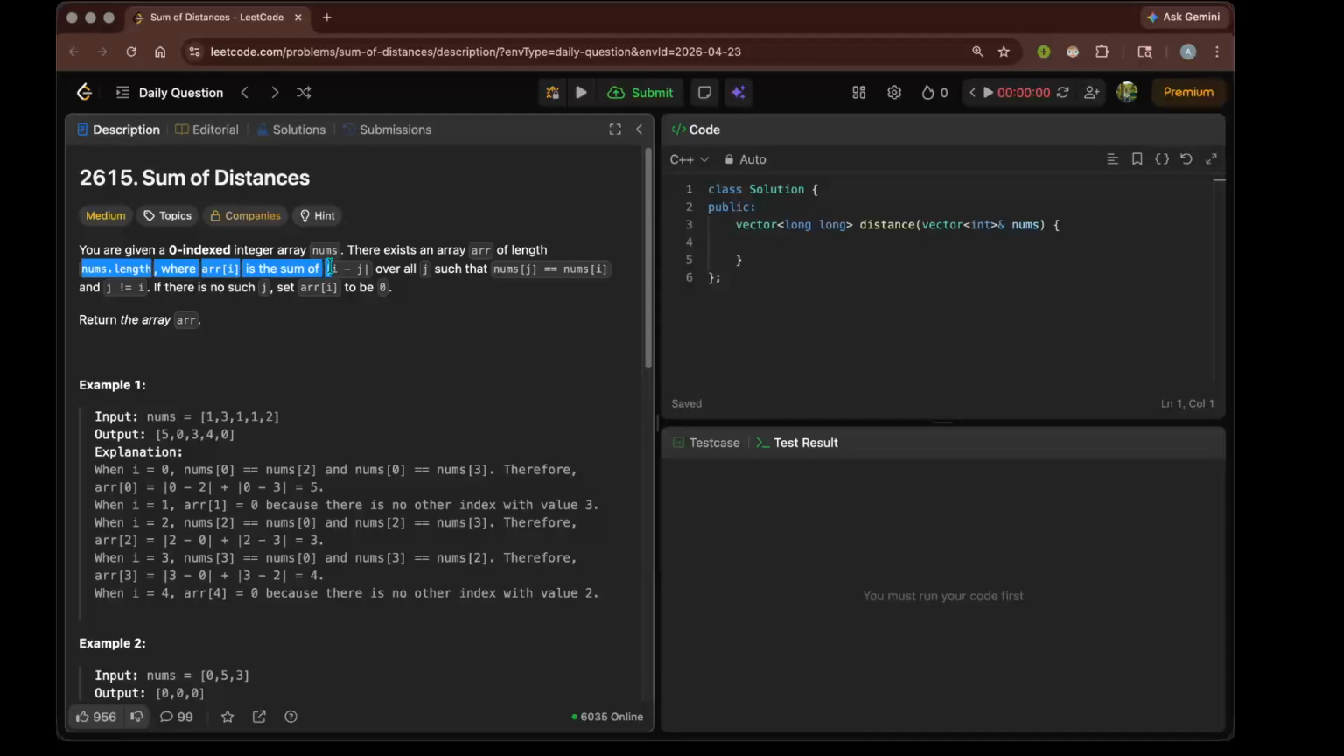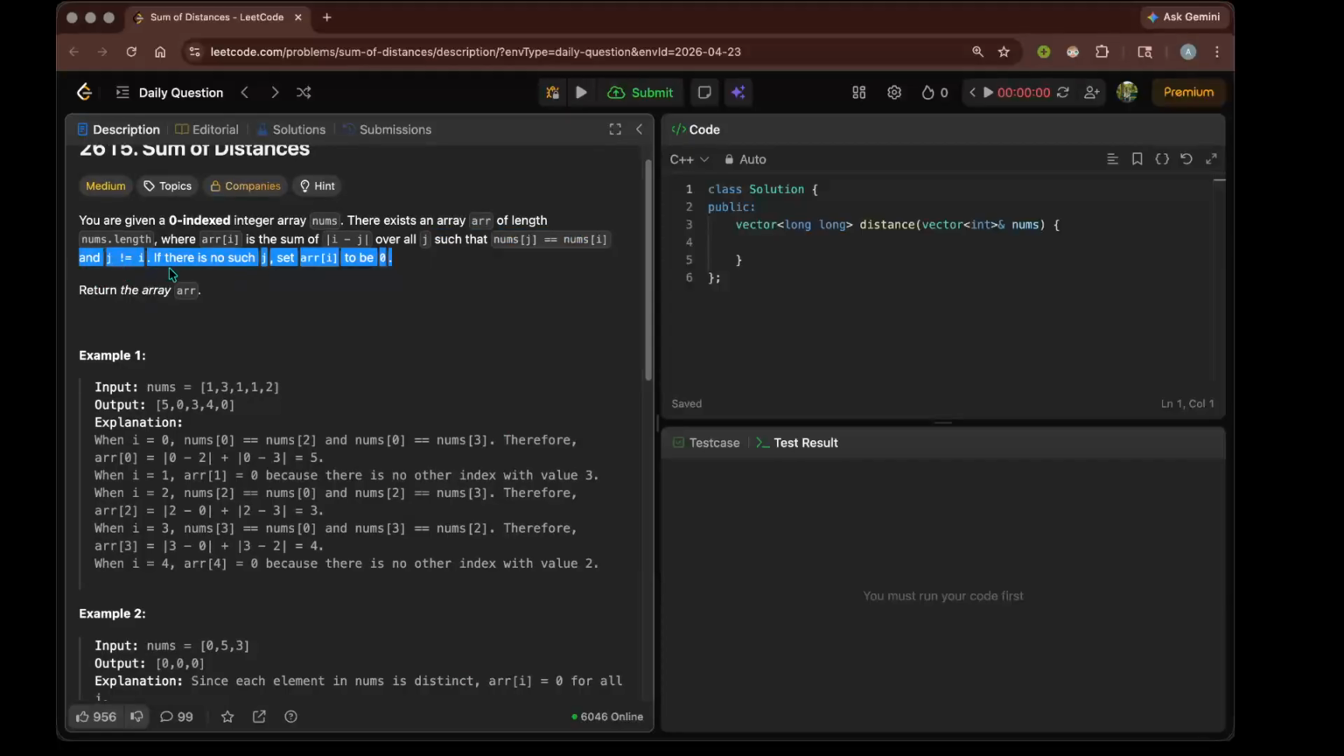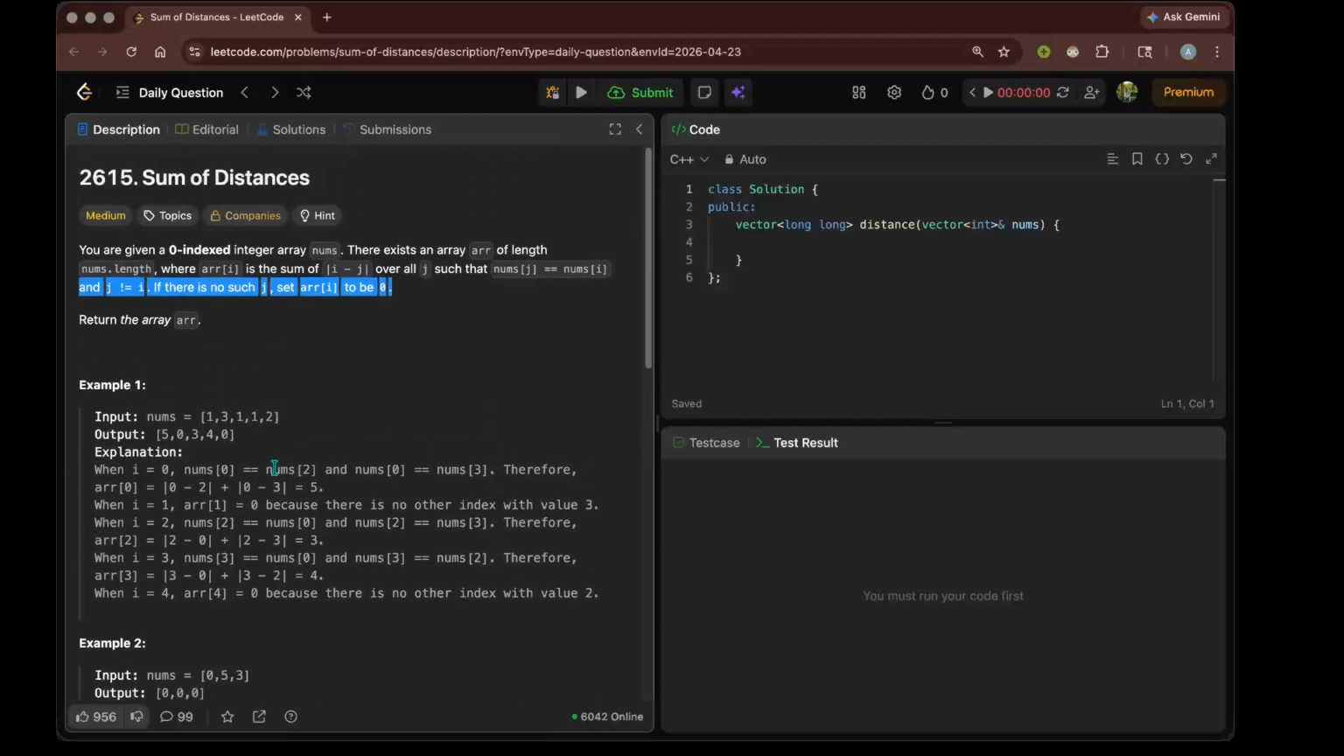ARR of I is the sum of absolute value of I minus j over all j such that, and I not equals to j. If there is no such j, ARR would be 0.